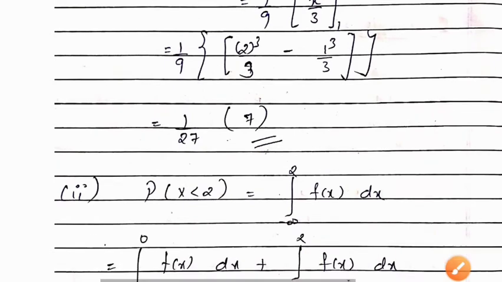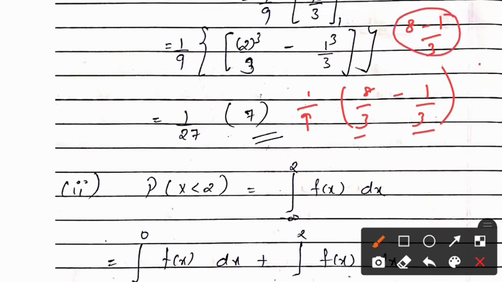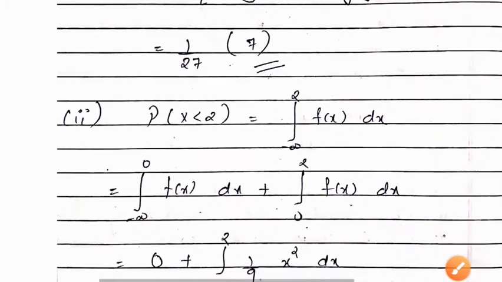On simplifying these values, this will be 1 by 9, 2 cube is 8, 2 into 2 into 2, so 8 by 3 minus 1 by 3. Here the denominator is the same, so you get 8 minus 1 by 3. So this is equal to 7 by 3, and this will be 1 by 9 into 7 by 3, which is equal to 7 by 27. So this is your answer for the first value.